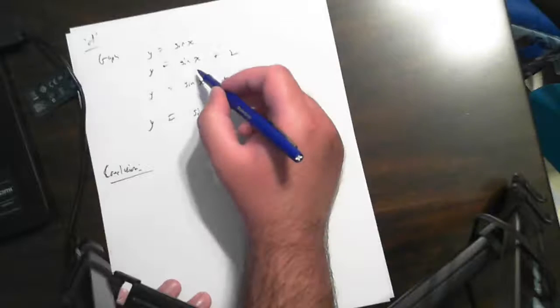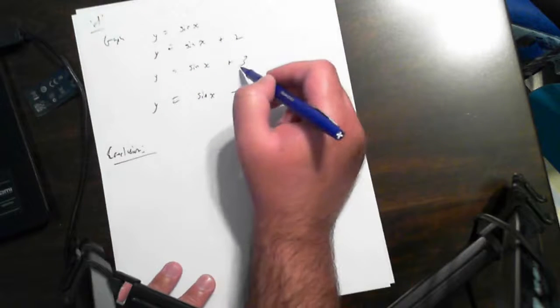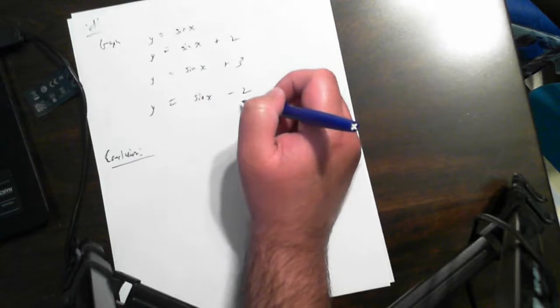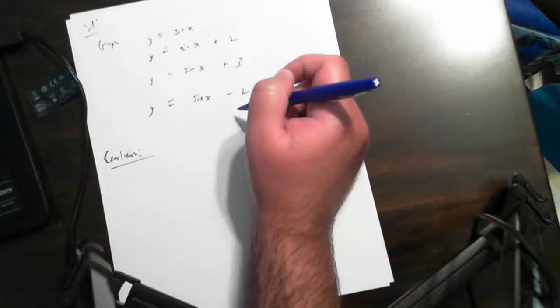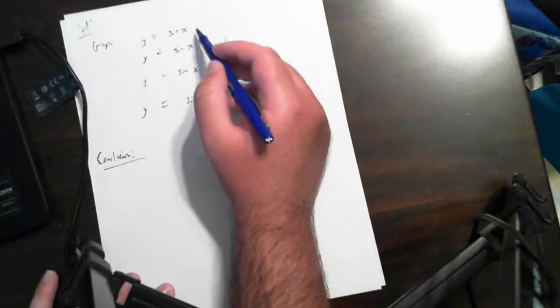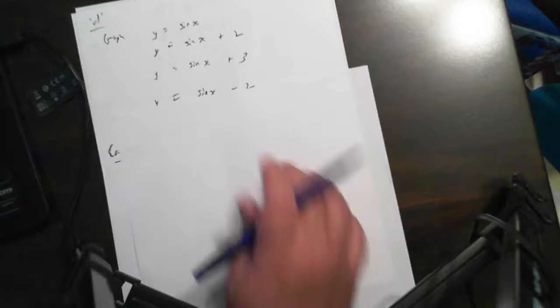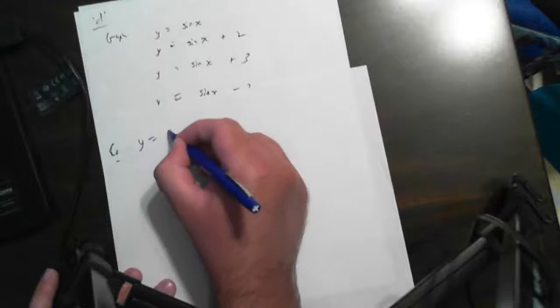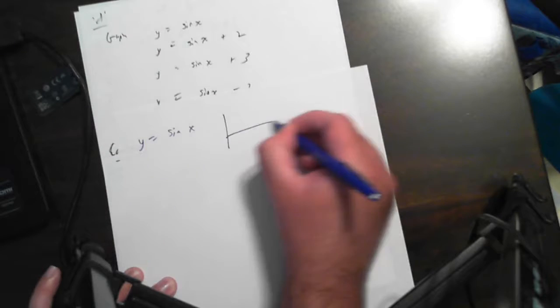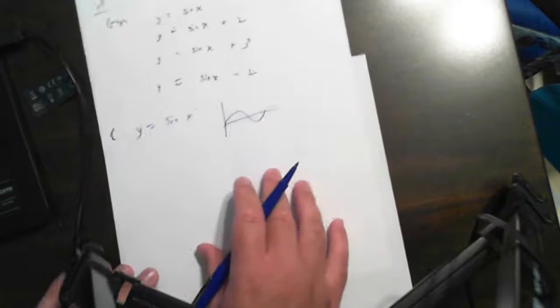So when I graph y equals sine x, y equals sine x plus 2, y equals sine x plus 3, and y equals sine x minus 2, go ahead, graph those, pause the video, we'll come back. Alright, so hopefully what you noticed is that when I graph y equals sine x, I still have the same shape that we've had before. So y equals sine x looks like this, of course.